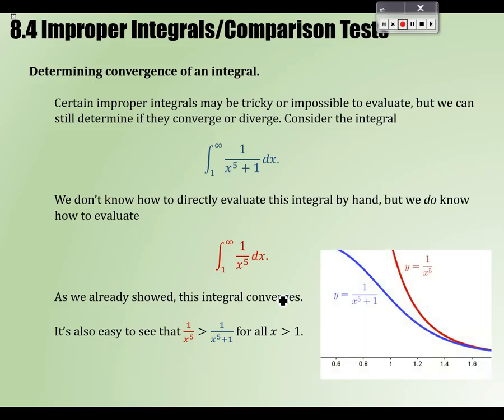And here's the picture of the 2. I graphed them just for fun. Here's 1 over x to the 5th, and here's 1 over x to the 5th plus 1. And you can see that 1 over x to the 5th is an integral that converges. And the integral we have is always underneath of it. So this integral must converge too. You could even think about Riemann sum slices, right? All the infinite things we're adding up, well, all of them will be smaller, right?